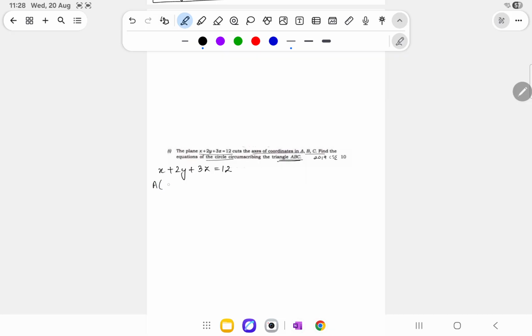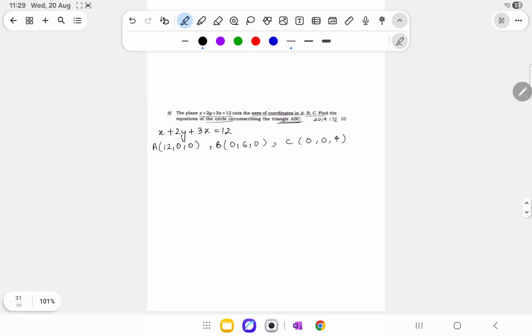So my A coordinate will be 12, 0, 0. My B coordinate will be 0, 6, 0. And my C will be 0, 0, 4. So I got my A, B, C coordinates. And we are supposed to find the equation of circle circumscribing triangle.